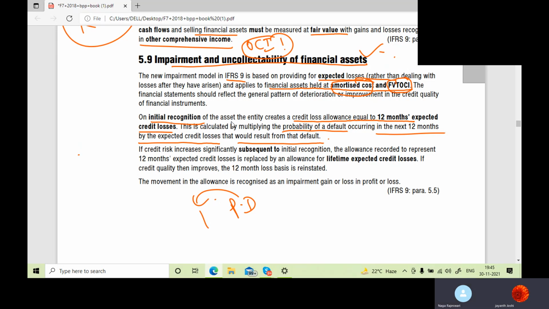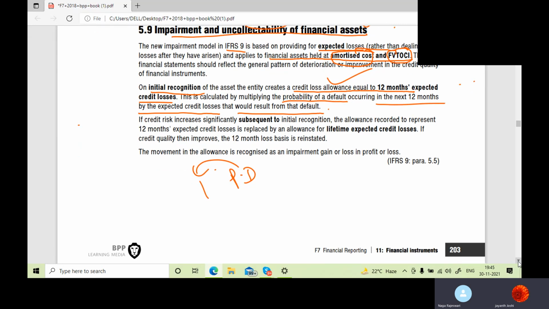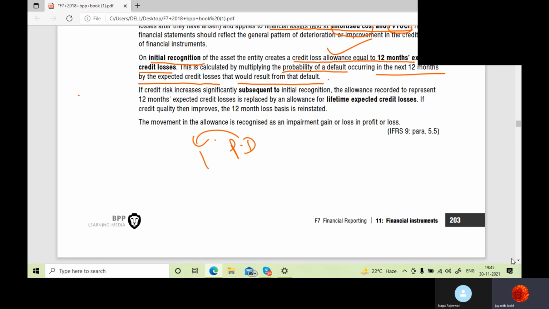So after recognizing the asset, the entity creates an allowance equal to 12 months expected credit losses. That means they expect that some amount they will keep aside. They will think that this much provision, this much loss can happen because of the default. So how will they calculate that amount of the credit loss allowance? By multiplying the security value with the probability of default. Correct? Yes, sir. Expecting that this much default can happen.